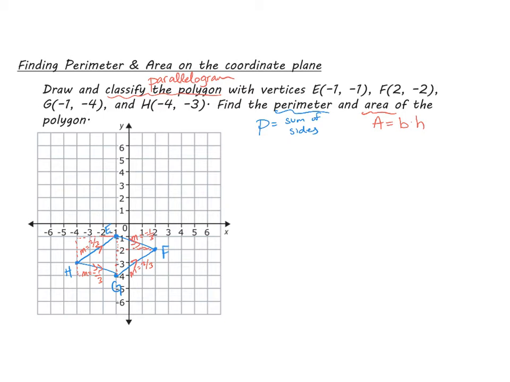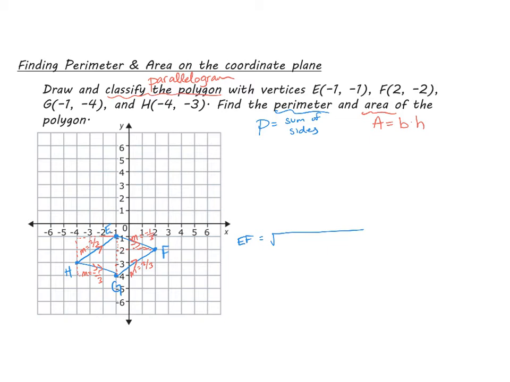Alrighty, so let's start with the perimeter. So I need to find all the side lengths, and since it's a parallelogram, I know its opposite sides are congruent. So when I find EF, I'll know what HG is as well. So let's start with EF. To find the length of EF, I'm going to have to use the distance formula.